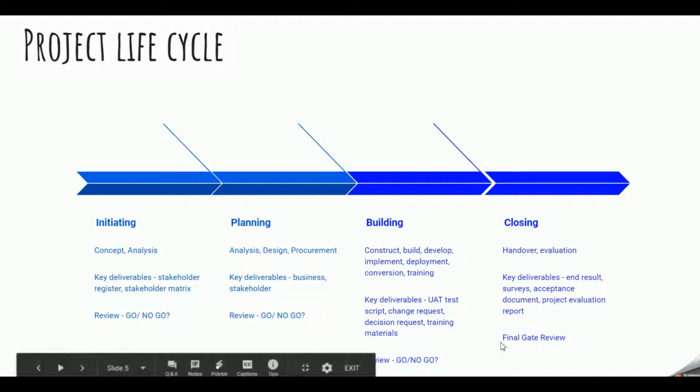Again, this is one of the most critical review phases where you have to decide go or no go in order to make sure that you're moving on to the final stage.